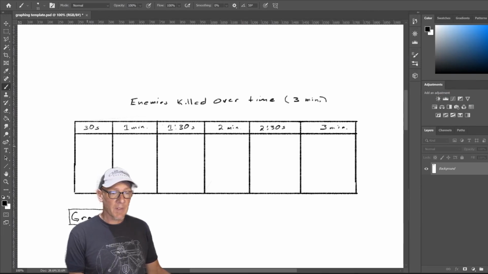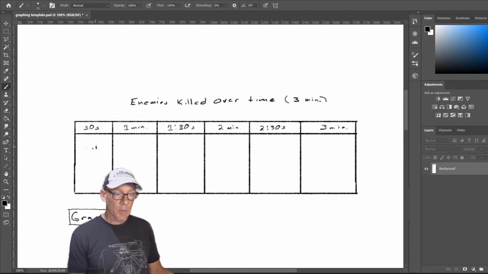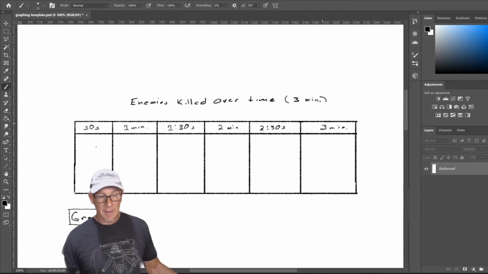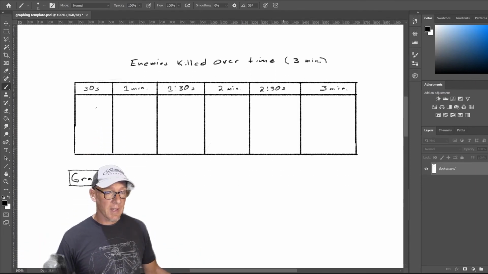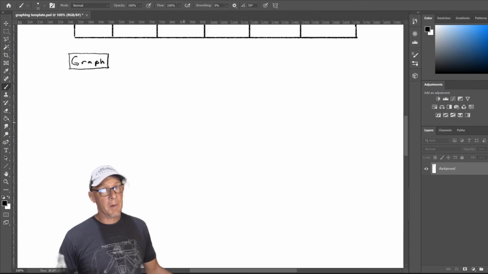Every time that a creature dies, you just put a mark. Okay, first 30 seconds, did that, I got 4 of them. Then it will move to another 30 seconds. It'll be 1 minute, 1:30, 2 minutes, 2:30, and 3 minutes. And then just like the last one, down below, you have an area here for a graph. Left a blank space. If you need more than 1 piece of paper, do it.